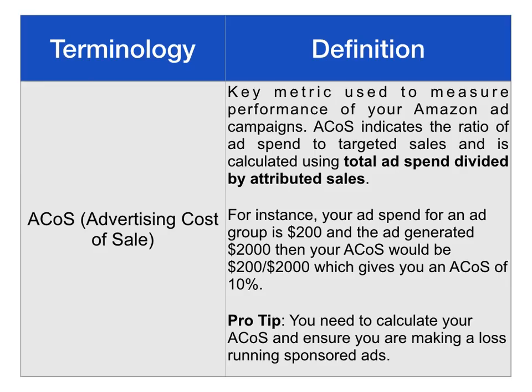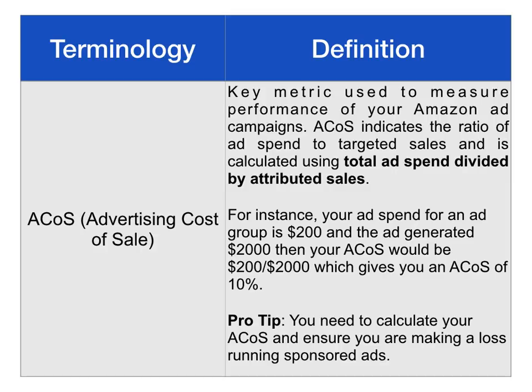And the next one is the ACOS, which is advertising cost of sale. This is the last one I'm going to go through with you. And the key metric used to measure performance of your Amazon ad campaigns. Now, if you already started running Amazon ads, you probably see this ACOS on the far right of your campaign, and the ACOS indicates the ratio of the ad spend to targeted sales, and is calculated using the total ad spend divided by the attributed sales.